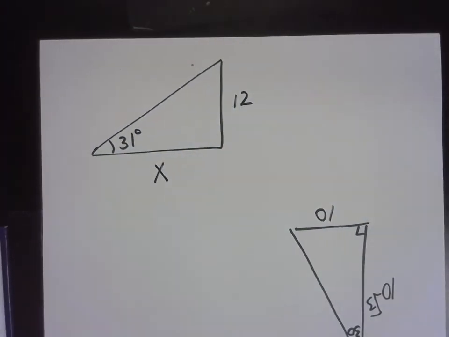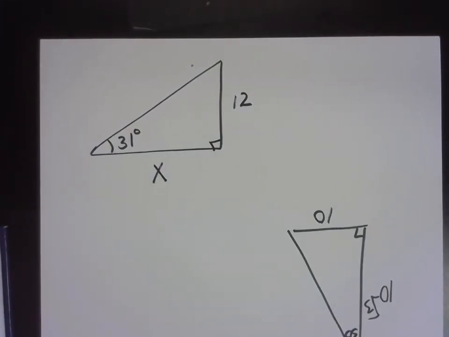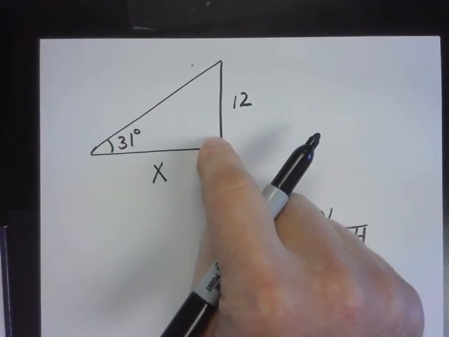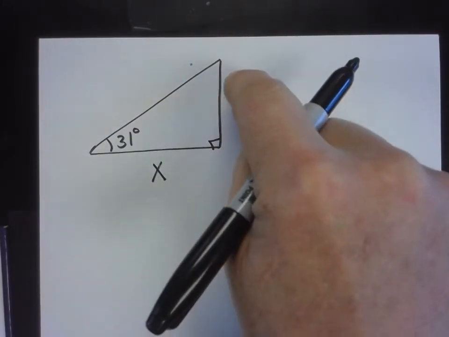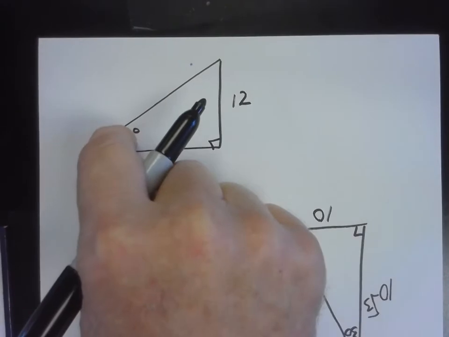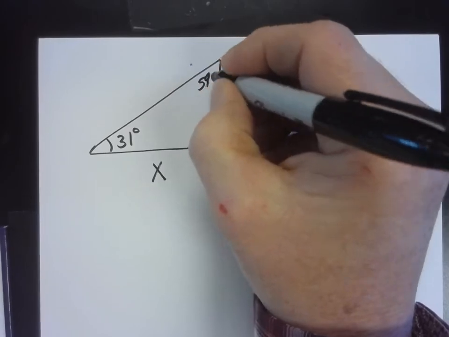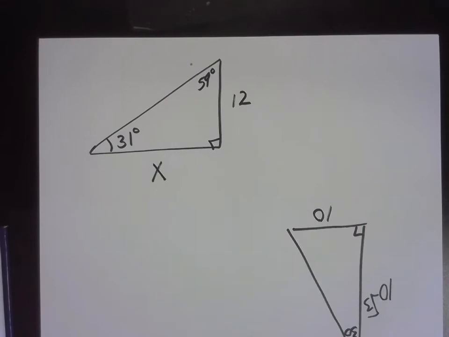What if it's not 30, 60, 90? What if it's 31, 59, 90? Now what? Is every single 31, 59, 90 triangle similar to every other triangle that's 31, 59, 90? Is the relationship between the opposite side and the adjacent side to the 31 degrees always the same ratio? Yes. It is. And this one's, of course, 59 degrees. And the relationship between the opposite and the adjacent, it's always the same. Do you want to memorize that one?